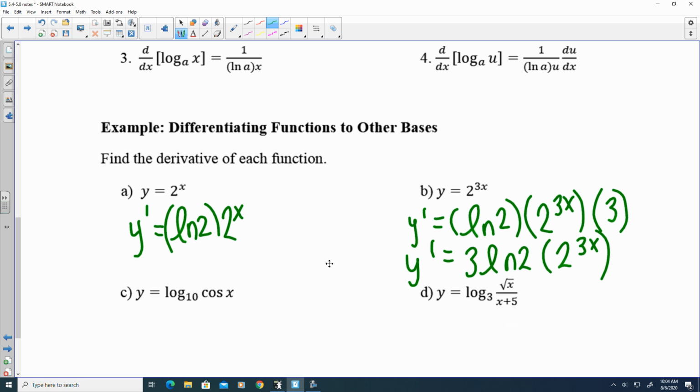And these last two are logarithms. So in letter C, we're going to do 1 over natural log 10 times the inside, which is cosine, times the derivative of the inside, which is negative sine.